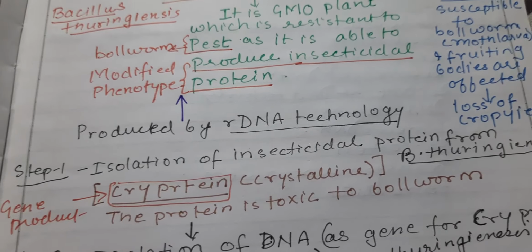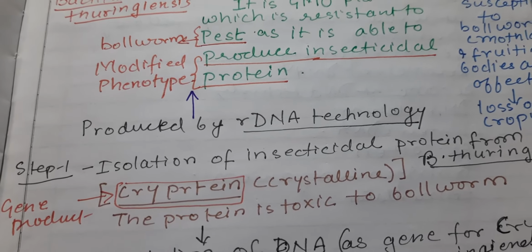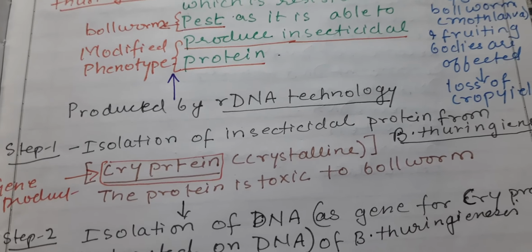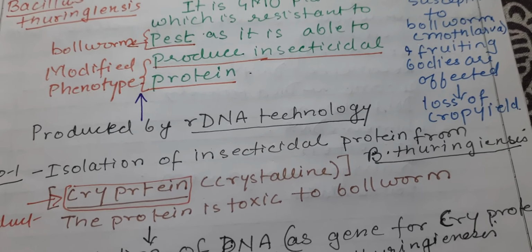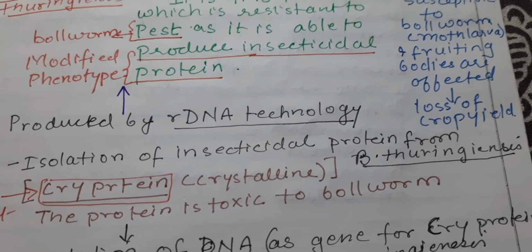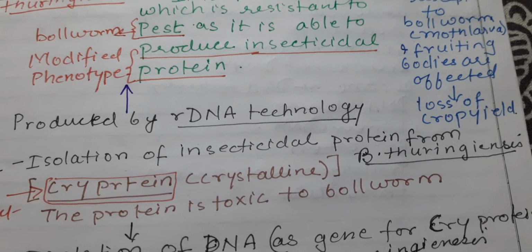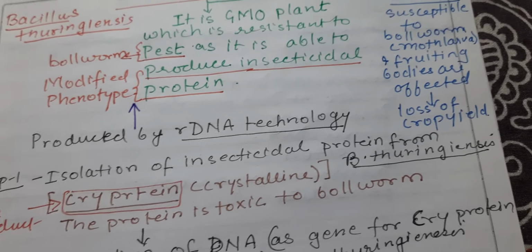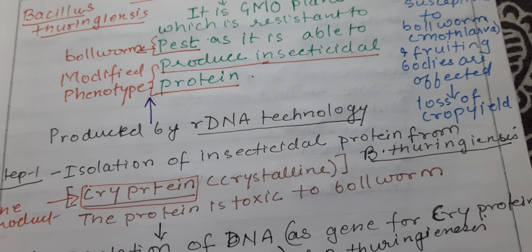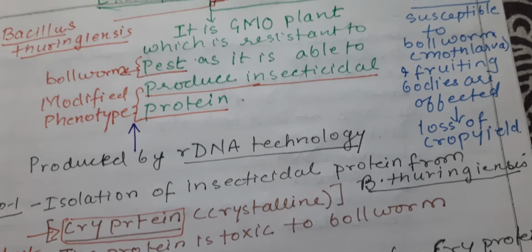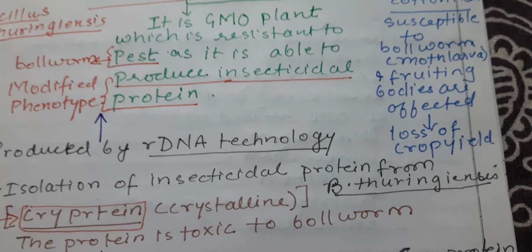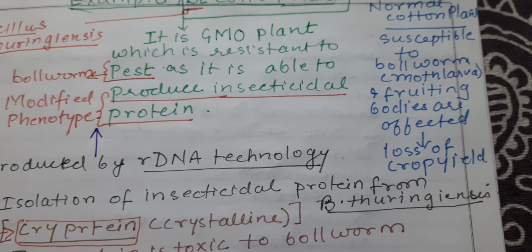We will say this is a gene product. Since this is a protein, this is a gene product, and cry comes from crystalline protein. The protein is toxic to bollworm, so we are interested in isolating this protein. Here certain techniques are used to isolate the protein. We will see in the chapter which techniques help in the isolation of the protein.